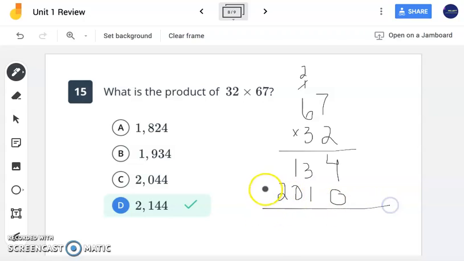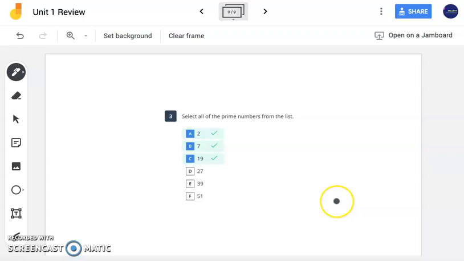Now, last but not least, I add everything together. We start in my ones place, 4 plus 0. 3 plus 1 is 4, 1 plus 0, and 2, giving me a final answer of 2,144. And here it says select all the prime numbers from this list.